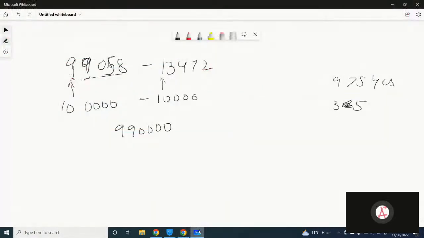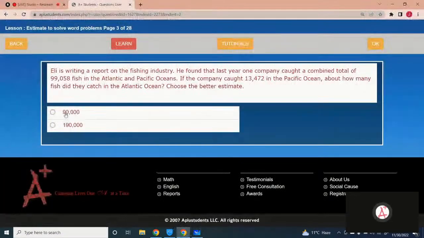Let me just subtract them using the calculator. Yes, it would be 90 thousand. Got it? Not the one I had written. It would be 90 thousand. So the correct option is the first one, 90,000. Got it? Just select the correct option and click on the OK button. Got it?